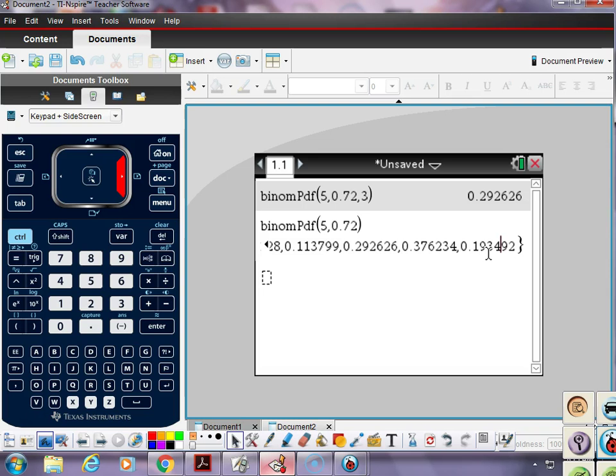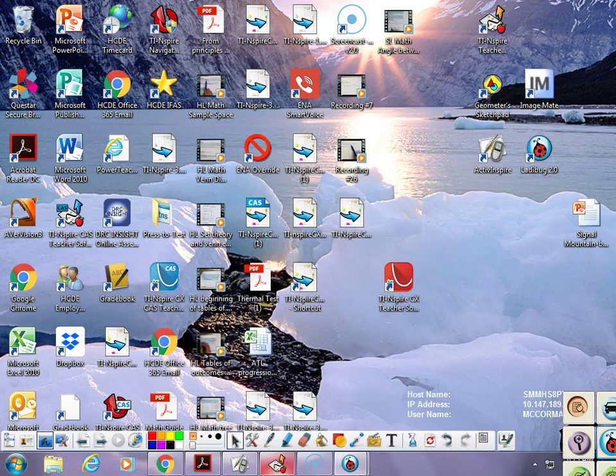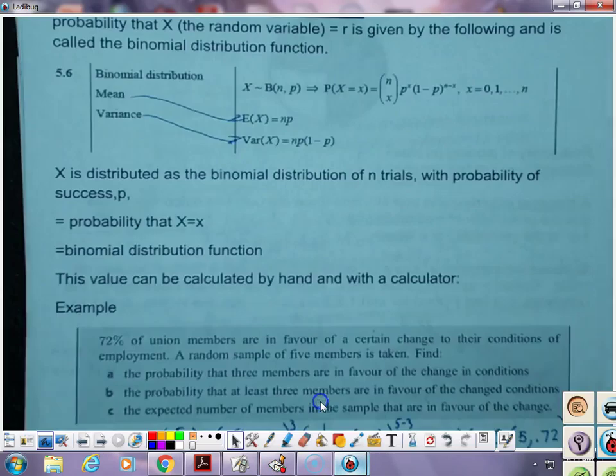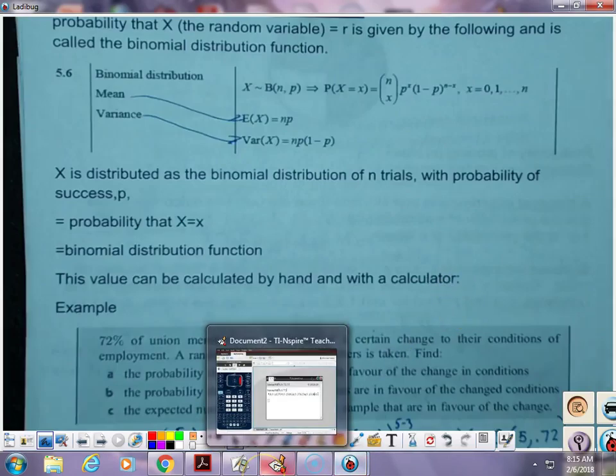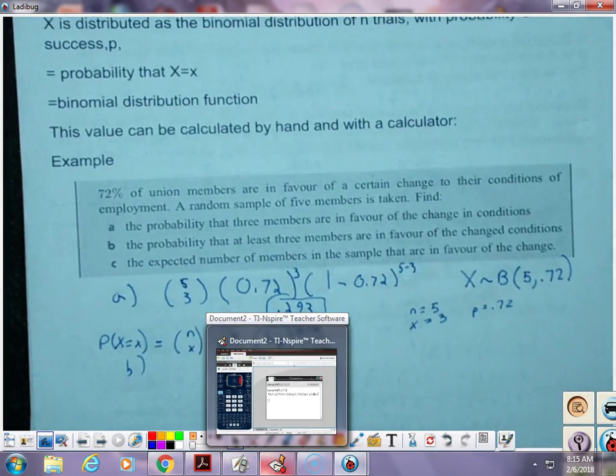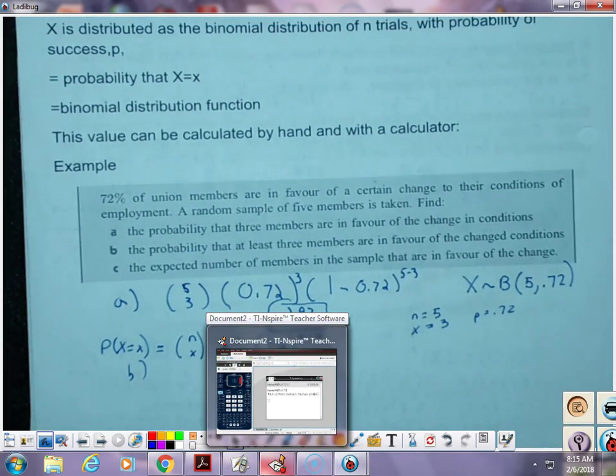Okay? So that's somewhat useful because if you look, the very next question on ours is asking you for more than 1. There is another separate thing for that. You're right. Okay, so let's take a look at what it asks next. The probability that at least 3 members are in favor of the change conditions. Now, here's why it's important, because you don't have to show much work because the calculator does everything for you.